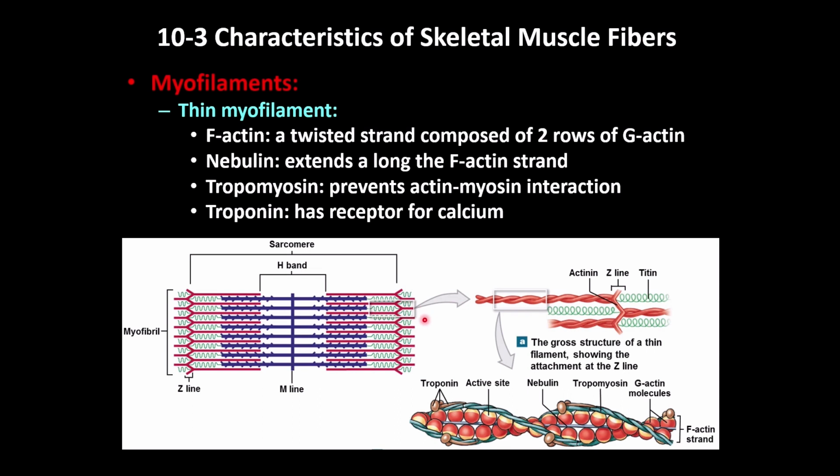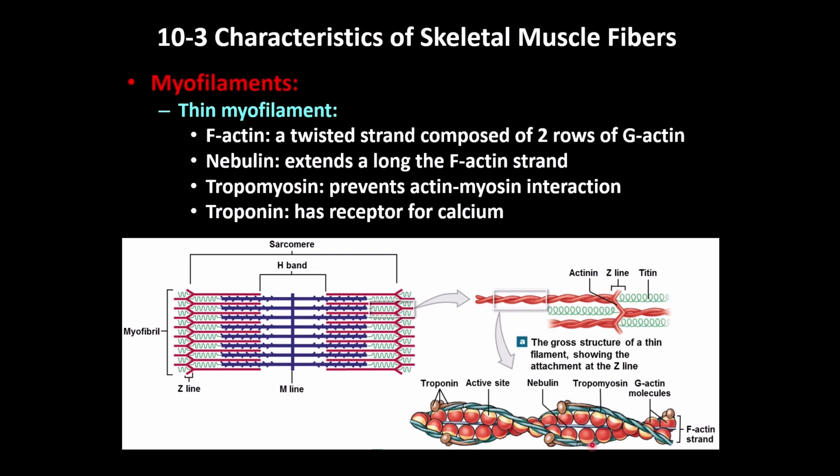So now if you look at it closer, let's go to the thin filament. The thin filament has 4 different proteins. One is the F-actin. F-actin is a twisted strand that is made of G-actin molecules. There are a lot of G-actin molecules twisted, and in the middle they are connected by a protein, the nebulin, that connects the G-actin molecules.